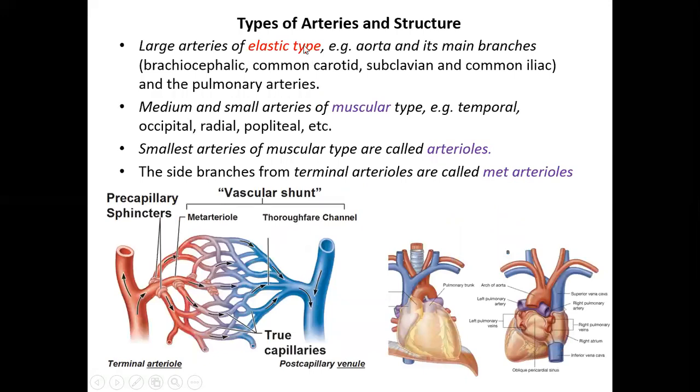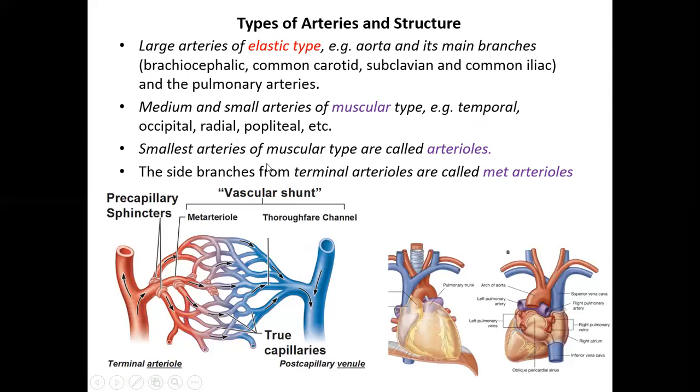There are different types of arteries. Large arteries, which are called elastic arteries: the aorta and main branches of it are elastic arteries because they have a lot of elastic fibers inside. So this is an example of an elastic artery. Similarly, brachiocephalic artery, common carotid artery, subclavian artery, common iliac artery, and pulmonary arteries. These arteries are elastic type. Whereas medium and small size arteries are called muscular arteries. Examples are temporal artery, radial, and popliteal arteries.